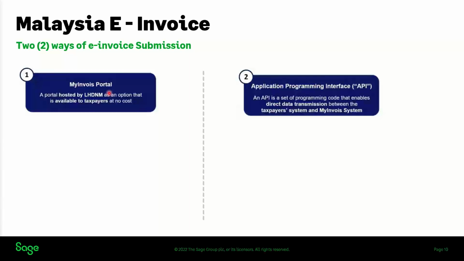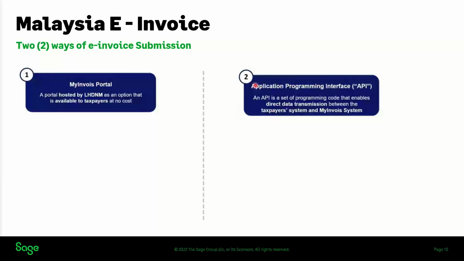LHDN e-filing is where every year we submit our tax return to the Malaysian government. If I'm not mistaken, there is a form for you to fill in, so every time you create a new invoice and want to submit it to LHDN, you need to fill in all the required information that I shared previously. The second option is that LHDN also gives software vendors like Sage, like us, a way to submit.